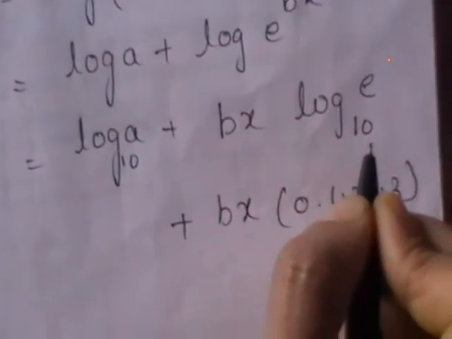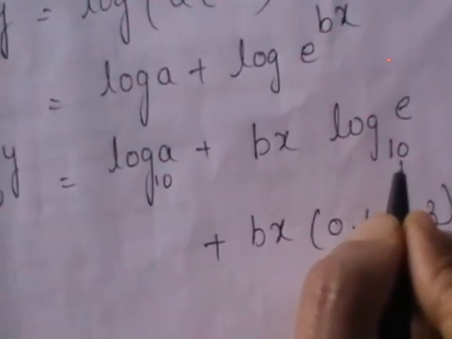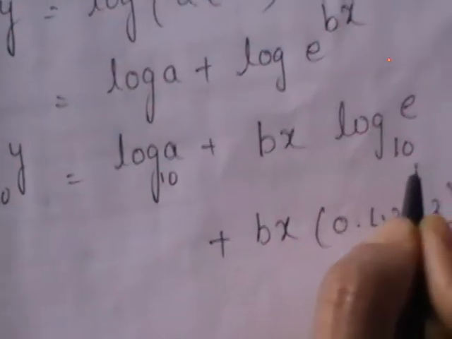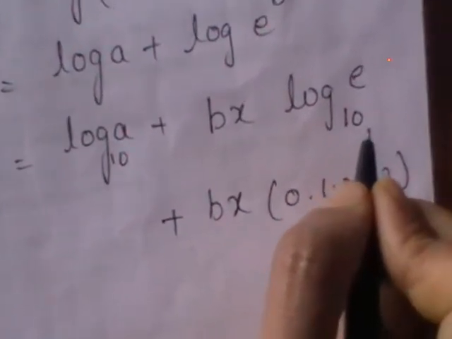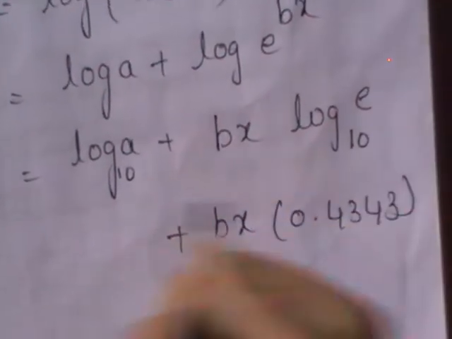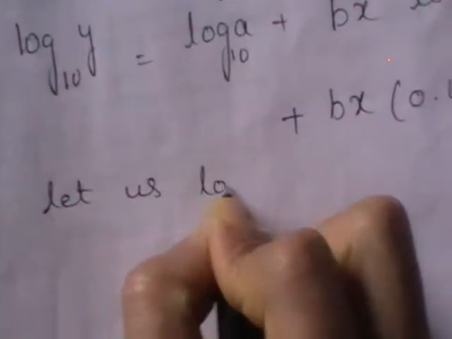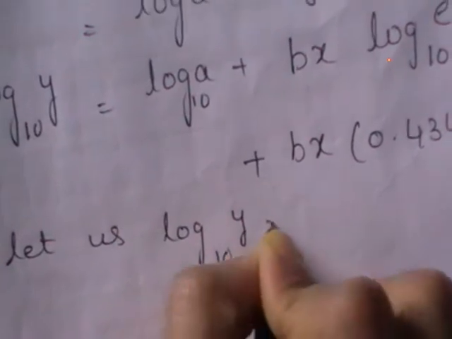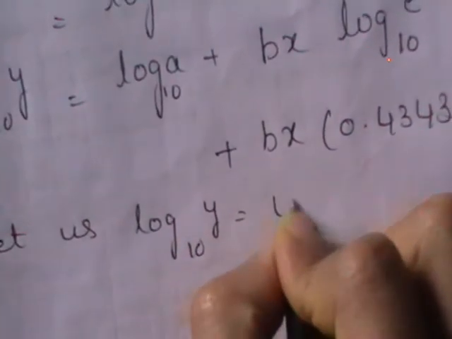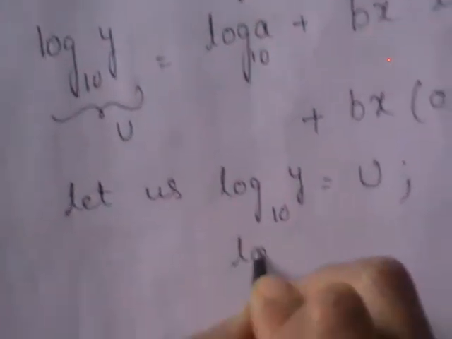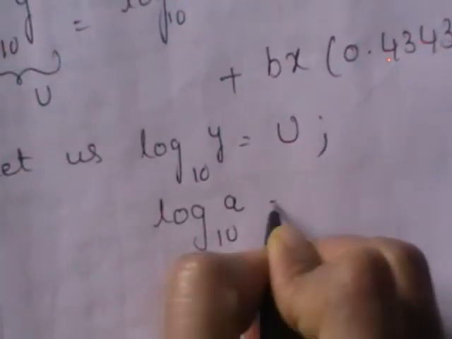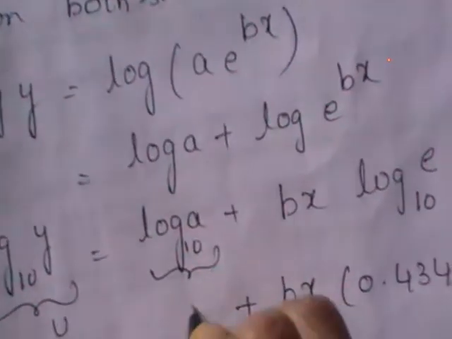Now you got this as log y is equal to log a plus 0.4343 into bx. So let us suppose log y to the base 10 is equal to a new variable u. Let this variable be u. And log a to the base 10 be capital A. Let us take this as A.